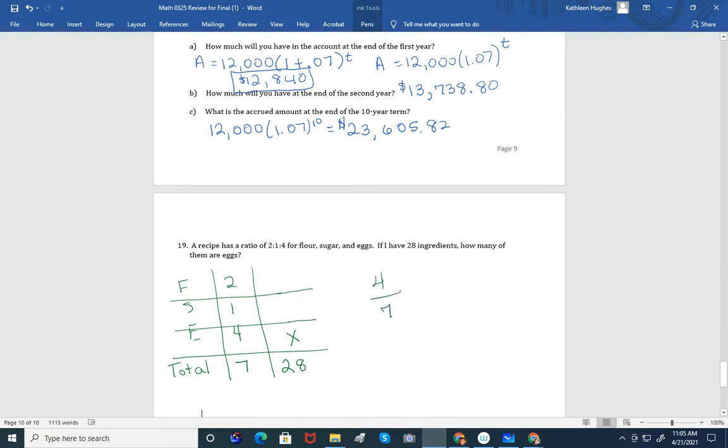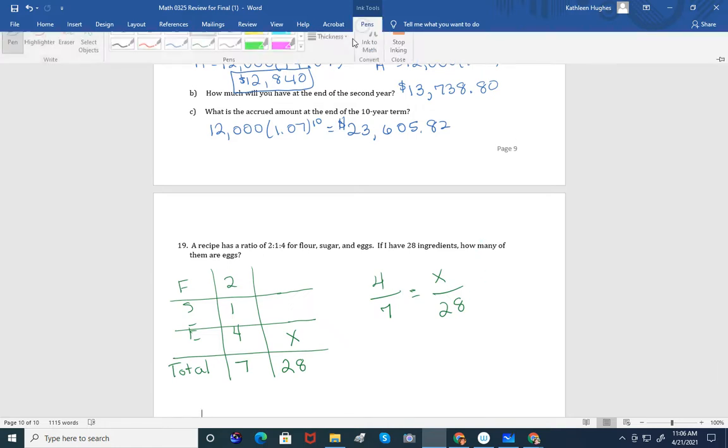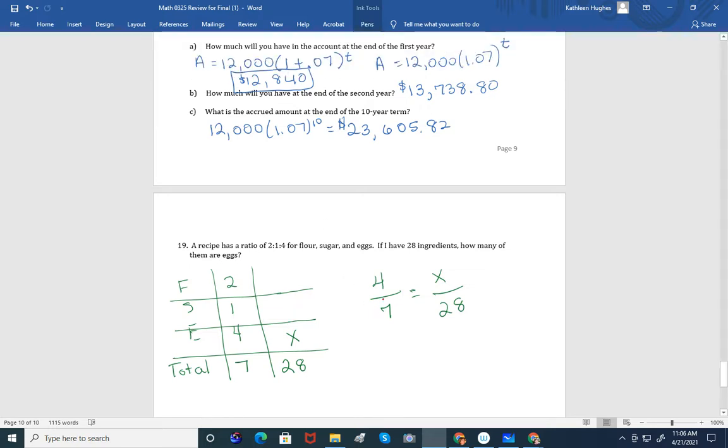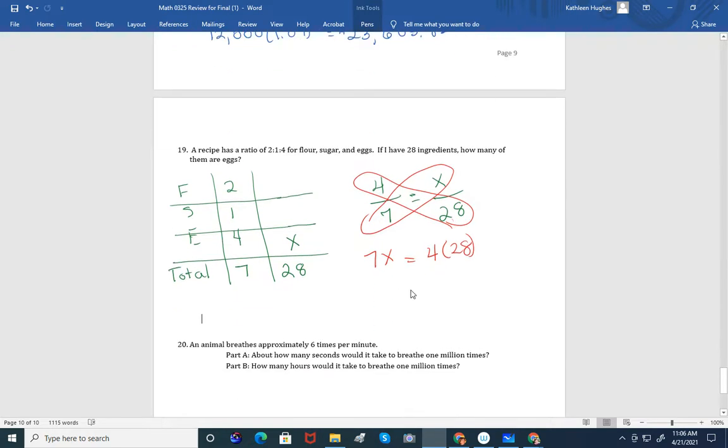So what is this? That's the question. 4 is to 7 as x is to 28. If you're good at proportions, you may look at this and say, well, 7 times 4 is 28, so 4 times 4 is, I think x will be 16. But if you're not as intuitive, you cross multiply. 7x equals 4 times 28, and then you'll have to divide by 7. I'm going to wait and do my math last. So I end up getting 4 times 28 divided by 7, and I get that it's 16 eggs.